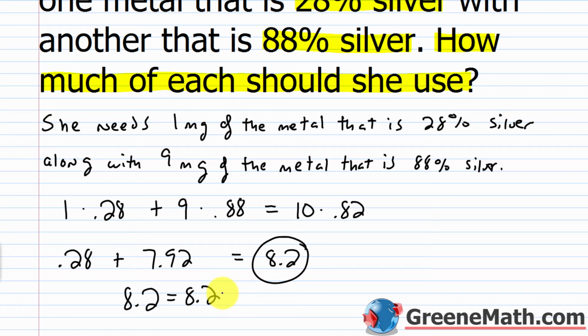She needs to use 1 milligram of the metal that is 28% silver. She's going to have 0.28 milligrams of silver from that. And then along with 9 milligrams of the metal that is 88% silver, she's going to get 7.92 milligrams of pure silver from that. She combines them together, and she gets 8.2 milligrams of pure silver for her alloy that is 82% silver. Right? It's 8.2 milligrams out of a total of 10 milligrams.